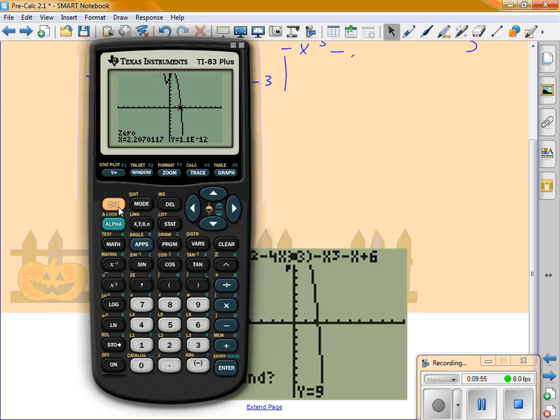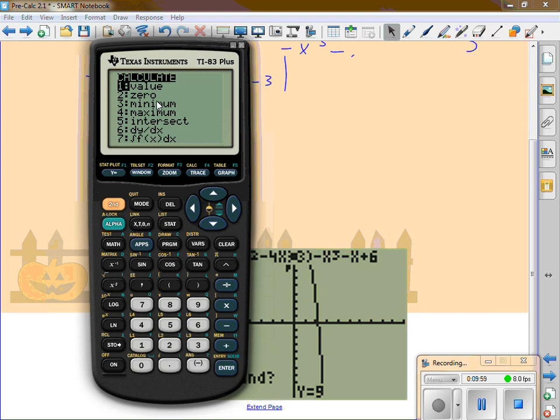Let me show you the other way. Okay. Go back to the 0. When I do the 0, it says left bound. All right. My x-intercept's right here. By looking at it, it's about 2. Give me a number less than 2. 1. I just type 1 and press enter. Instead of using the arrows, I can just type a number less than that.